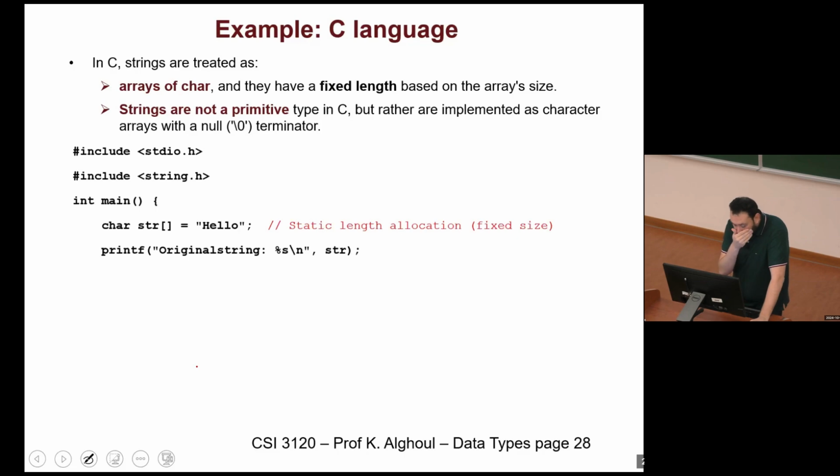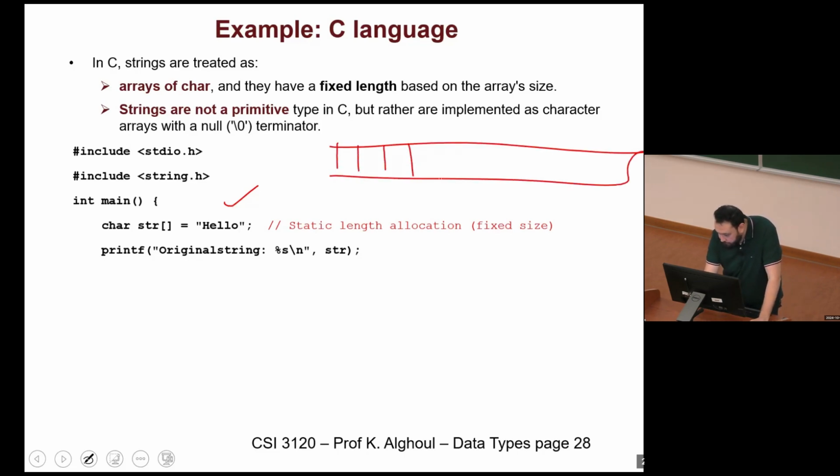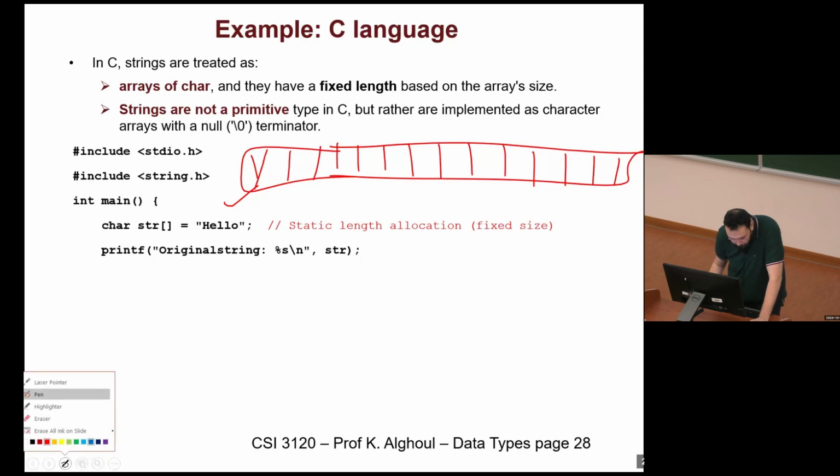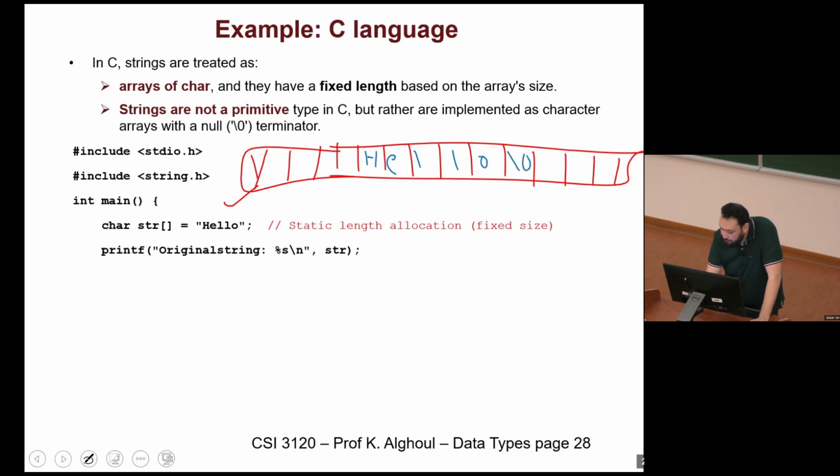So let's think about this. Character, we're saving hello. This is a fixed size. So what happens in the memory, guys, here? We are booking, so this is my memory. What happens is here I have what? 1, 2, 3, 4, 5. So let's say that's 1, 2, 3, 4, 5. And then I have to put this here.